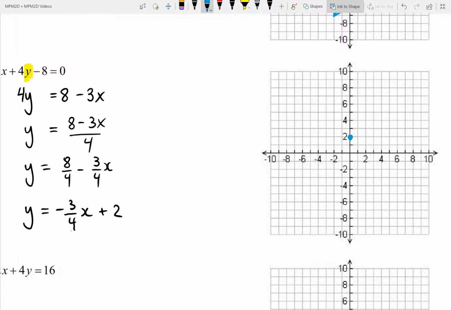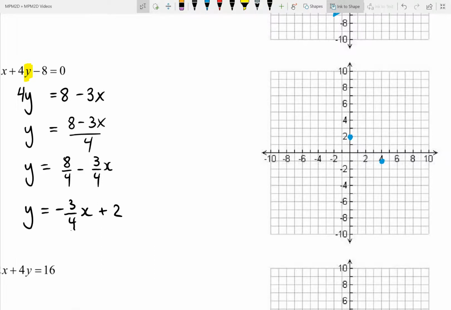Now the slope is negative, so instead of going up, my rise is going to actually go down, so minus 3 units. I'm going to start from my positive 2 value here and go down 3 units. 1, 2, 3. The 4 in the bottom is still my run. It's considered positive, so I'm going to go to the right. 1, 2, 3, 4. And I'm going to plot my next point right there.